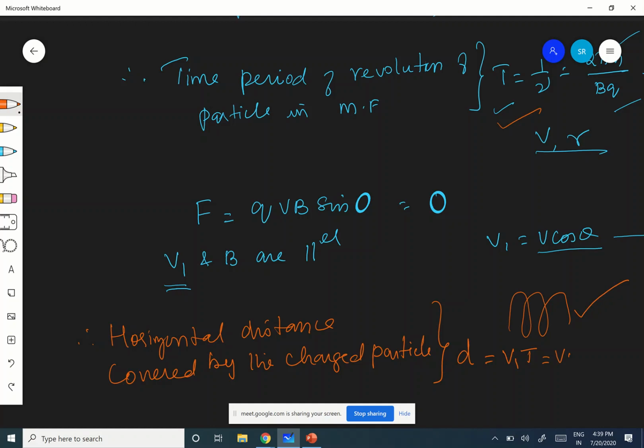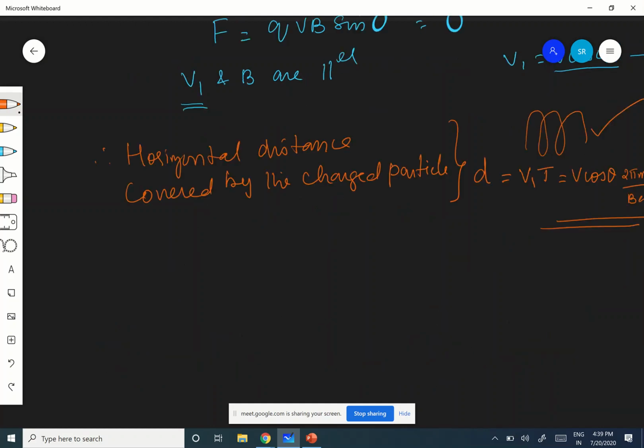Correct? Therefore, v cos theta is v1, and what is your T here? 2 pi m by bq. Are you following? This is the horizontal distance traced by the charged particle when it completes one revolution. That is why the particle is tracing a helical path in a magnetic field. Okay, right. Now shall we go for special cases?